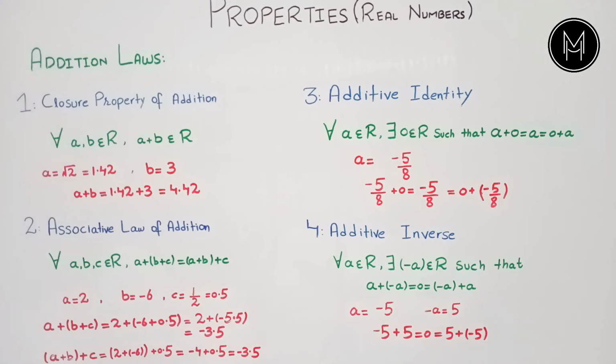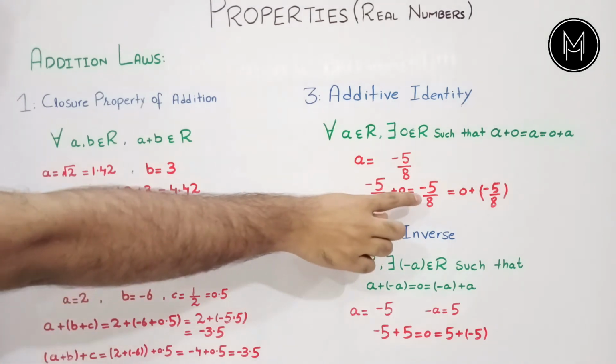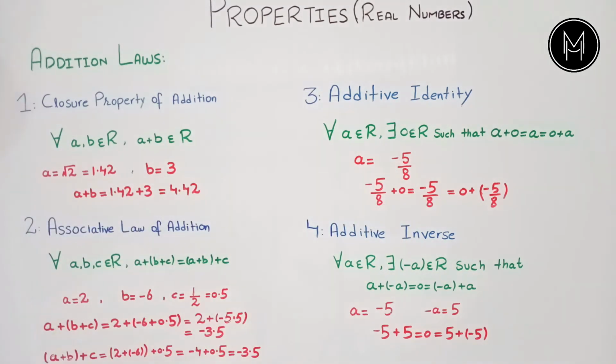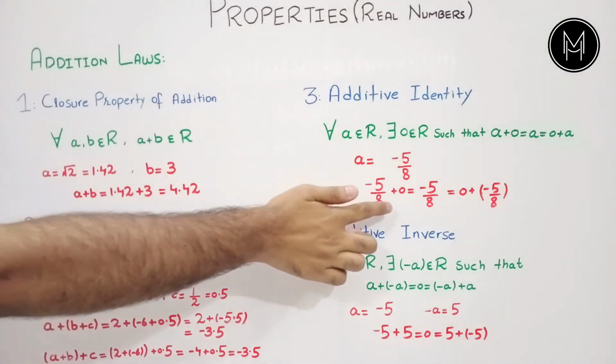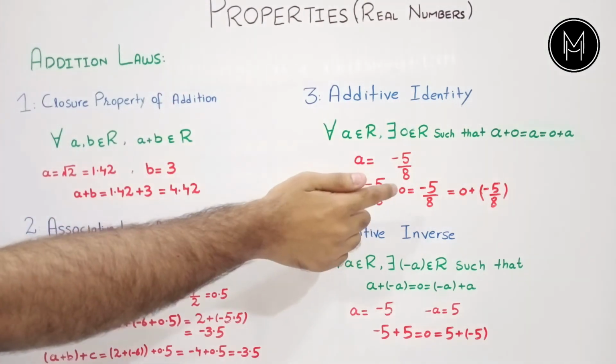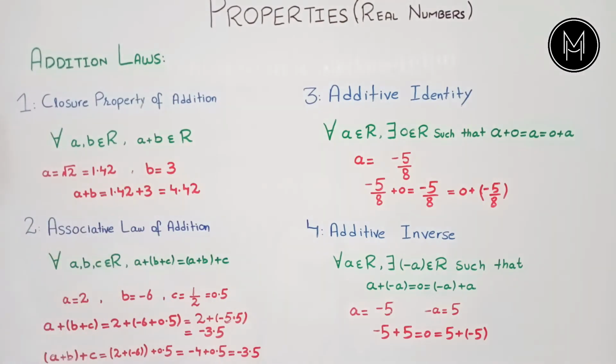So let's say we have a real number minus 5 by 8. Now we will add 0 to minus 5 by 8, and check whether we will get the same result back or not. So minus 5 by 8 plus 0 is equal to minus 5 by 8. This means if we add 0 to minus 5 by 8, we will get our number back. So this is the additive identity. In the real set, there is a number that after addition doesn't change the actual number. So this is additive identity.